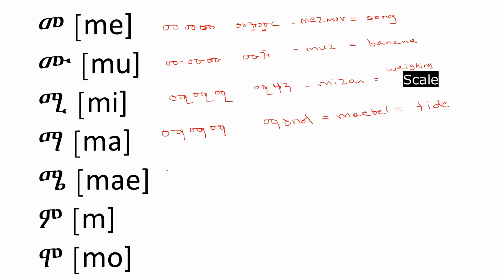We write the next alphabet like this. Here I gave a female name as an example. Melat. We move on to the next alphabet.